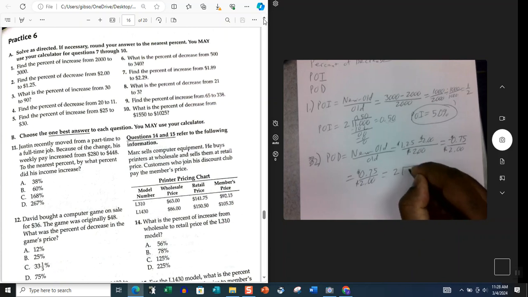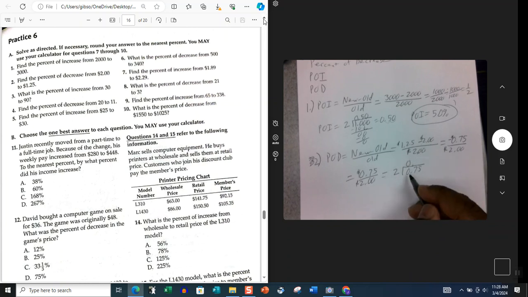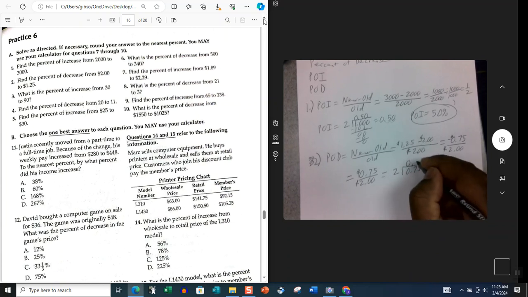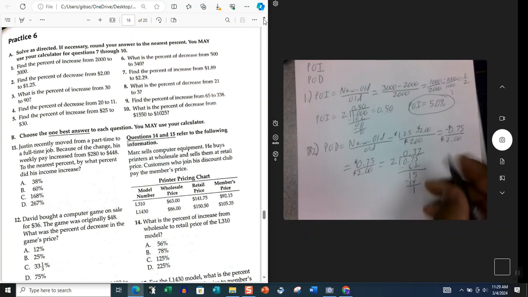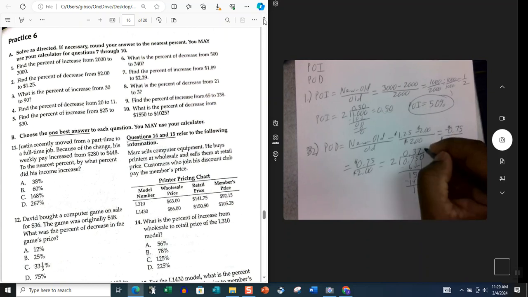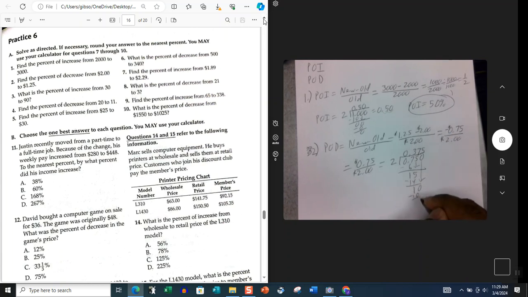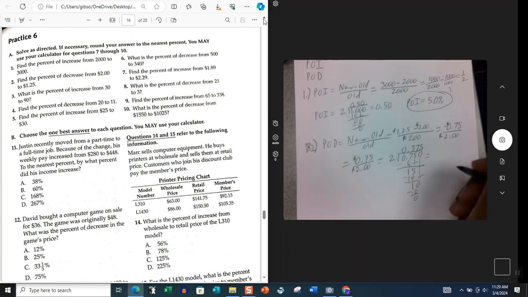So we could take 2 into 0.75, bring up our decimal. 2 goes into 0, 0 times. 2 goes into 7 3 times. 3 times 2 is 6. 7 minus 6 is 1. Bring down our 5. 2 goes into 15 7 times. 7 times 2 is 14. 15 minus 14 is 1. We'll add a 0 and bring it down. 2 goes into 10 5 times. And we have nothing left. So this will be 0.375.